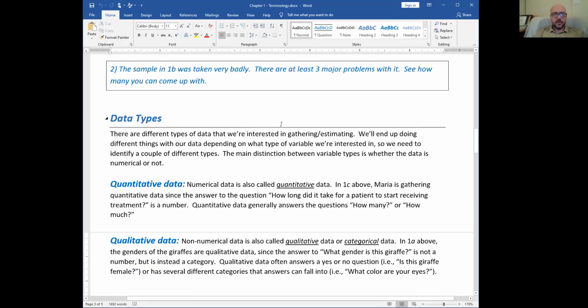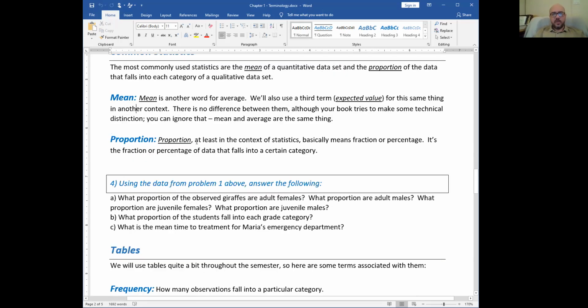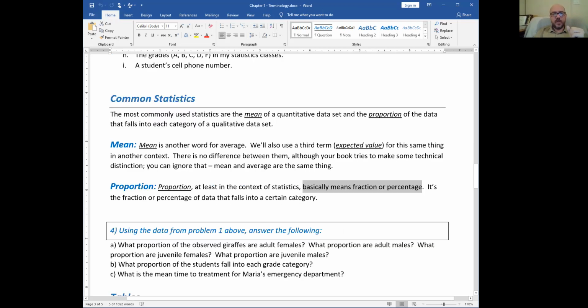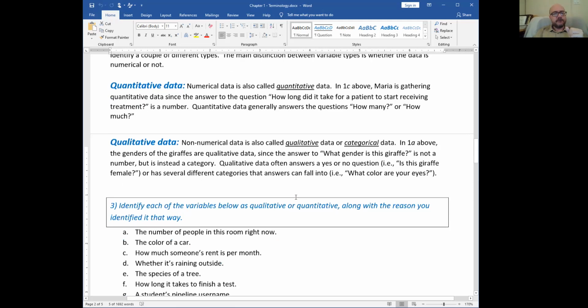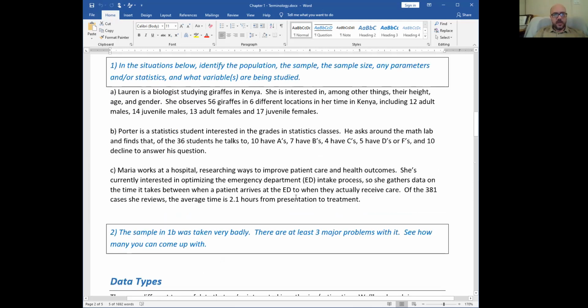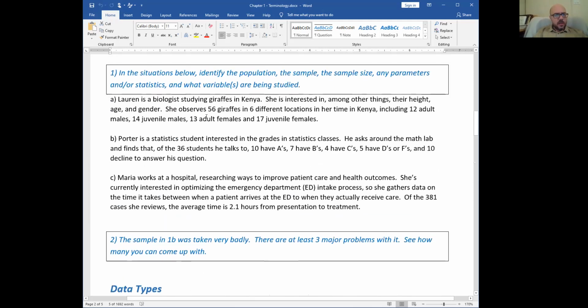So remember that proportion, scroll back down to it, proportion basically means fraction or percentage falling into the relevant category. So I'll just do adult females here, and then the others are similar. If I want to know the proportion that are adult females, I need to find out how many adult females we had. We had 13 adult females out of the 56 giraffes.